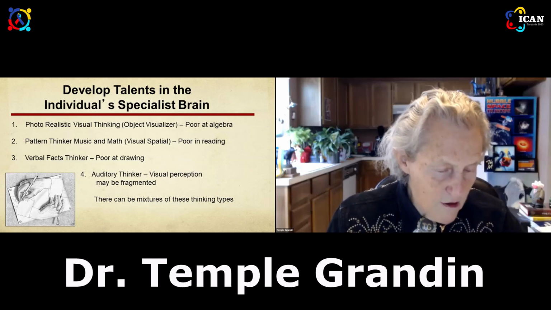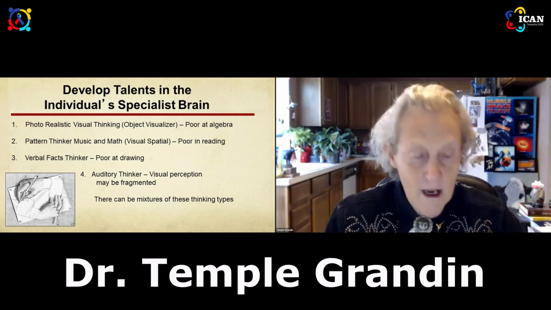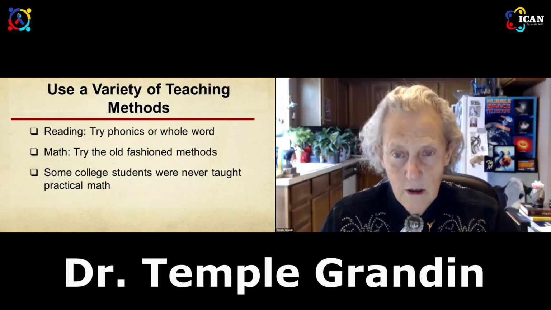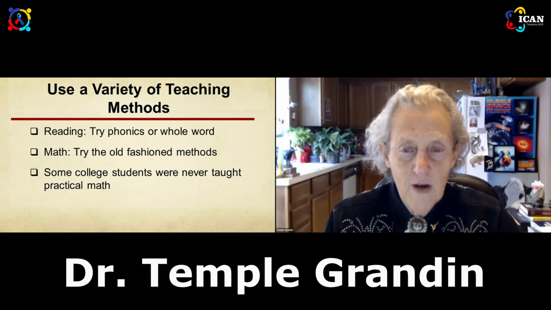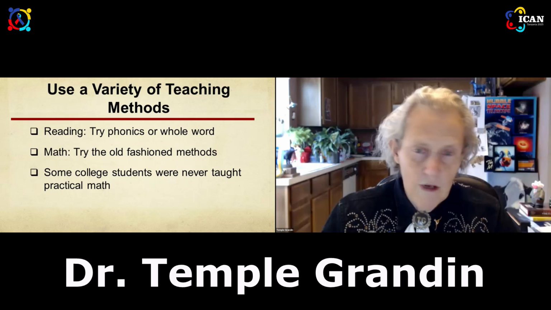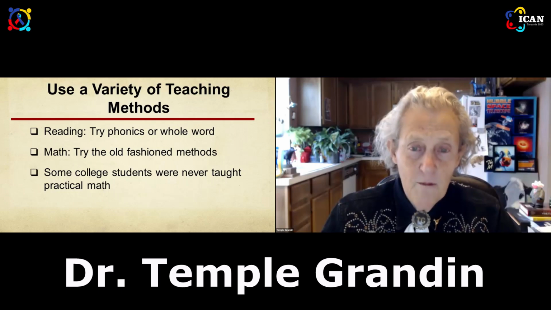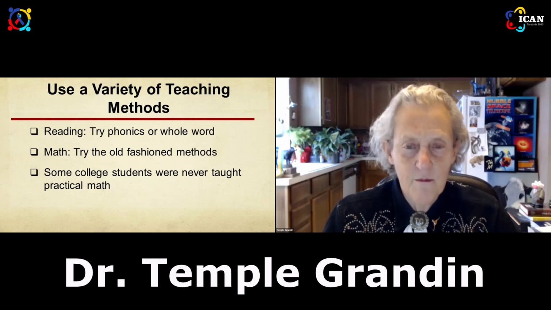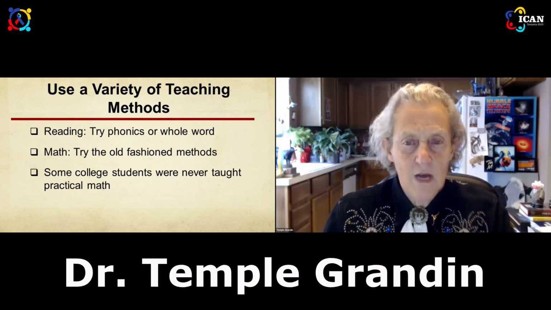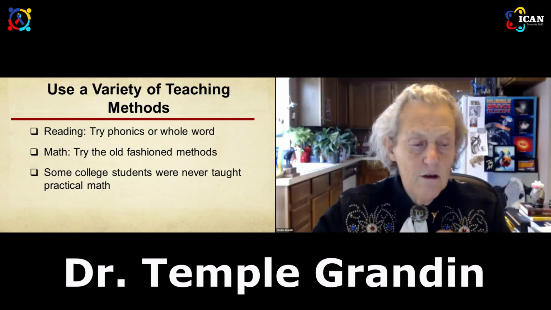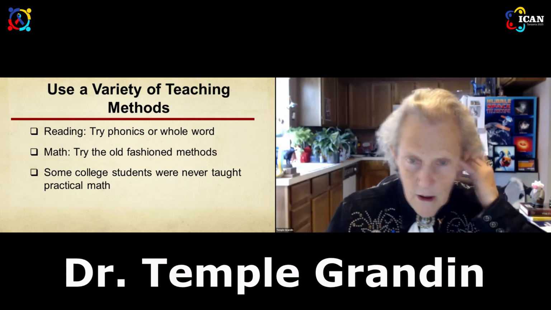Okay, the next slide talks about use a variety of teaching methods. When I was 8 years old, I couldn't read. Mother taught me with phonics. I already knew my alphabet. And she would read out loud, find a book that I was interested in. We had a book in the US called The Wizard of Oz, a really fun book. And she'd stop at an interesting place and then have me read more and more.